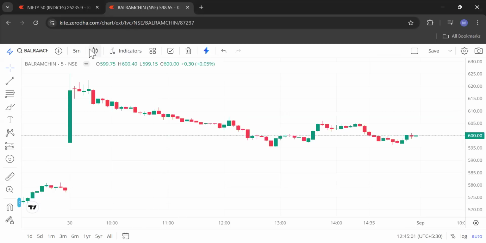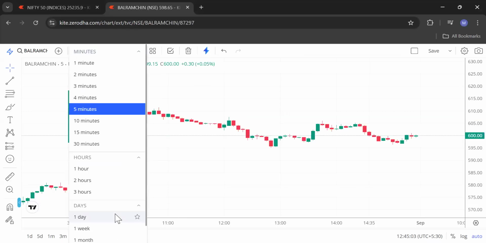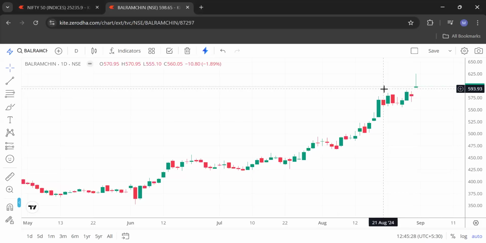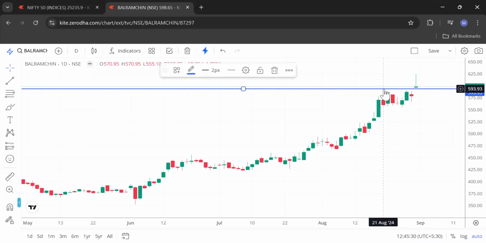In Balrampur Chini, first we shall go to the daily chart. See, you're getting the close of 578.8. So you get the square root of 578.8, that is 24.05, multiplied by 66.66% gives 16.03, plus close 578.8. And that comes to 594.83. Now see, I will draw a line at 594.83.